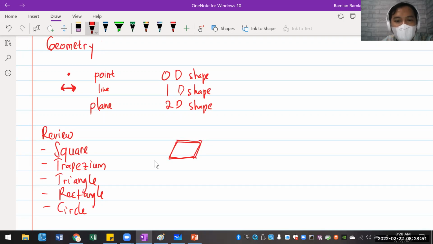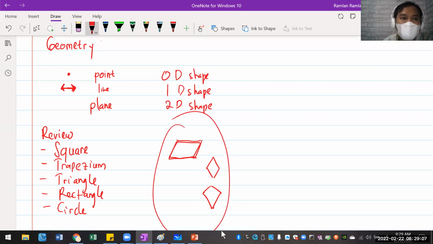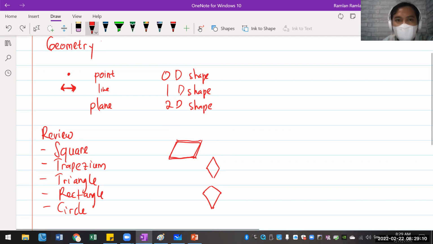Ada lagi yang begini. Nah, apa tuh? Tahu namanya dulu ya, guys. You need to know the name first, okay? Square, trapezium, triangle, rectangle, circle. How about these three? Anyone? Pentagon. Oke, pentagon itu masuknya ke poligon ya nanti. Boleh lah, nggak apa-apa.